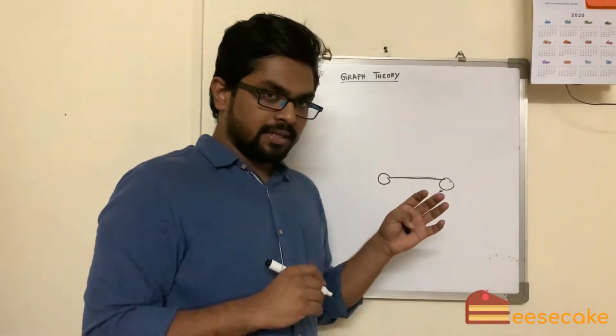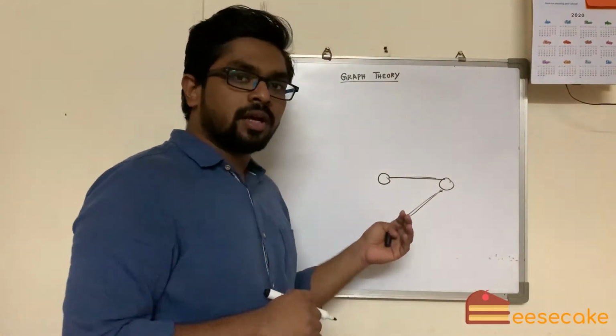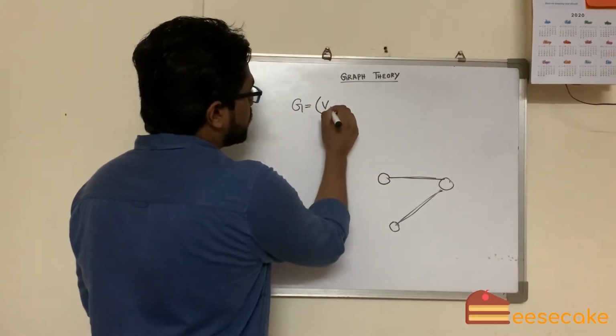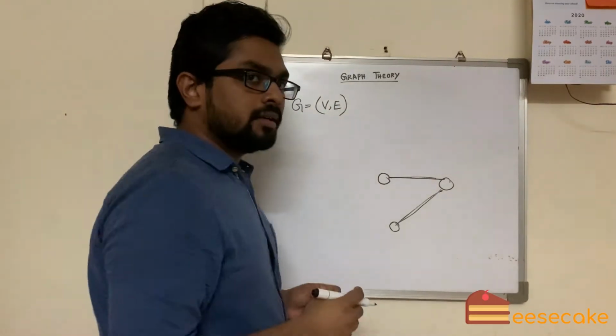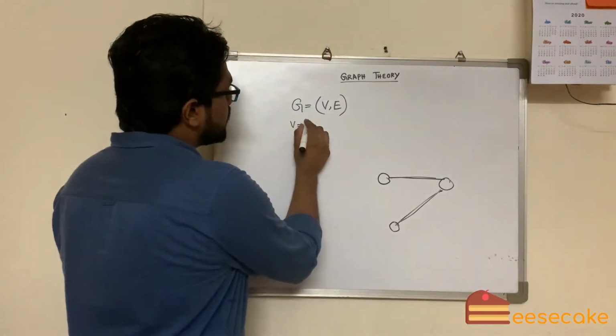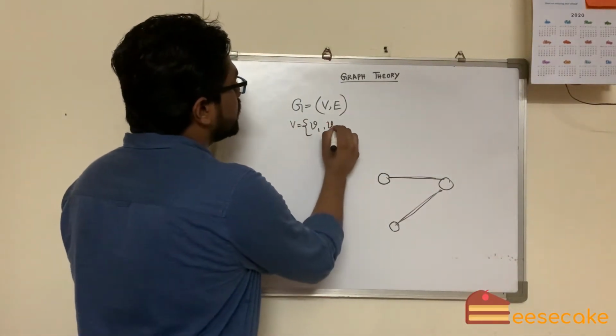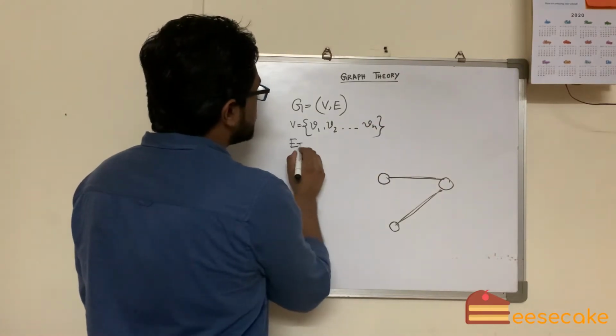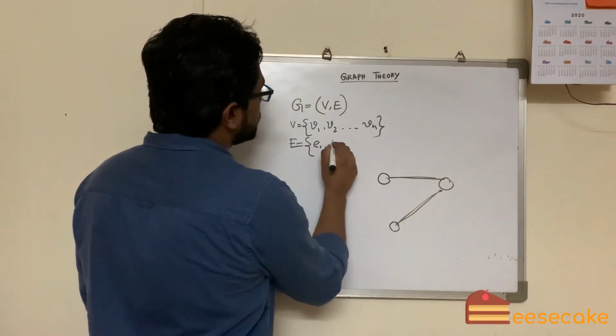So mathematically, if I want to denote a graph, it will be something like G equals a pair of V and E, where V is a collection of some vertices, and E is a collection of some edges.